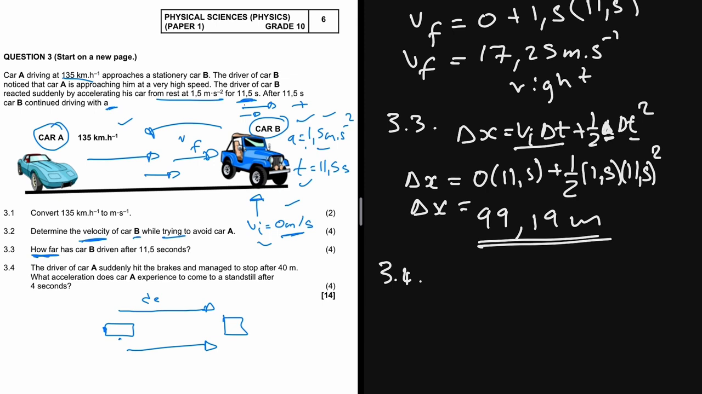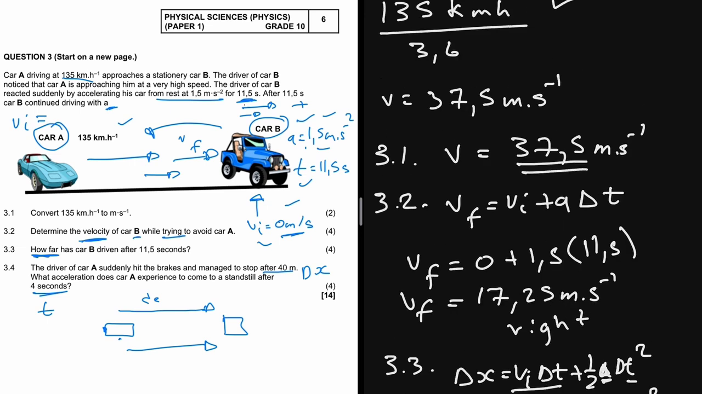So now the question says the driver of car A suddenly hits the brakes and managed to stop after what? After 40 meters. So what acceleration does car A experience to come to a standstill after those 4 seconds? Okay, so now you see they gave us the time, they gave us the displacement, and we also have the initial velocity, which is the same thing as what we have calculated, which is 37.5 meters per second.